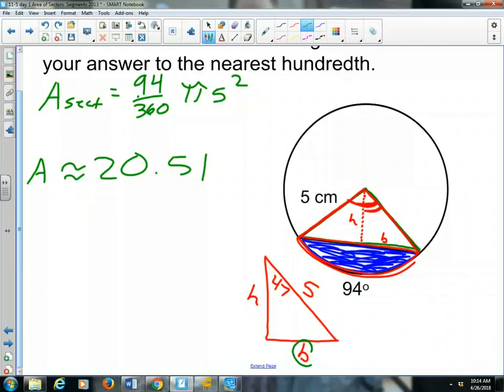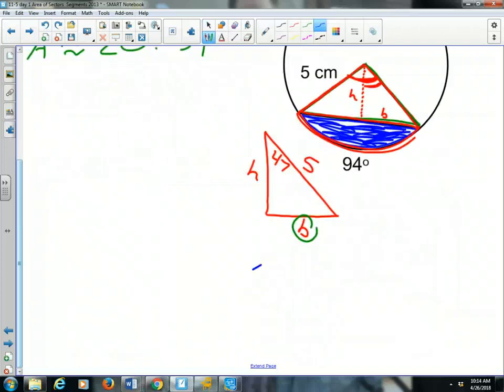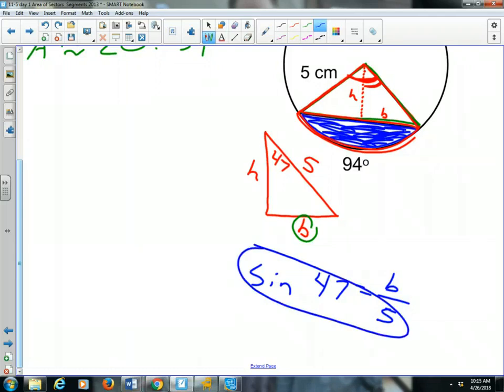So to find the base right here, it's going to be opposite of 47 over 5 is the hypotenuse. So opposite over hypotenuse is the sine. So the sine of the angle, sine of 47, equals opposite over hypotenuse. Cross multiply, sine 47 times 5, that's going to get you the base, which is 3.66. Now notice, class, that just got you this right here.